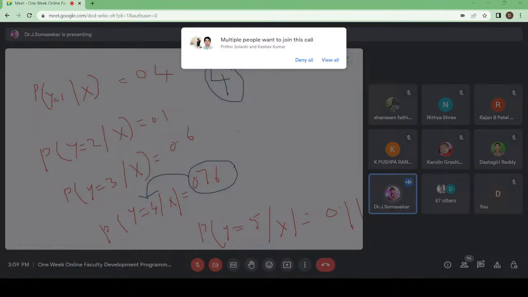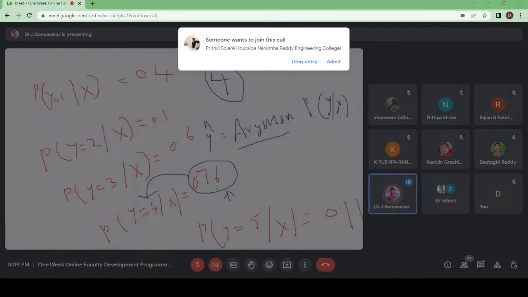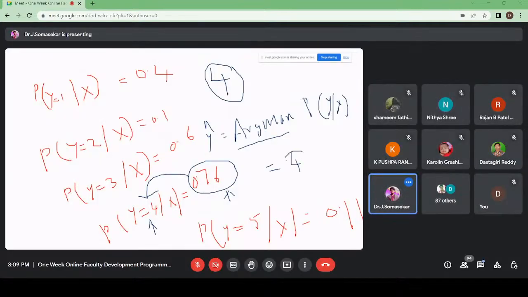That means we can call it a Naive Bayes classifier as argmax of P of y given x. So the output is, let us assume, y cap. Max is nothing but 0.76. Argmax is nothing but the rating corresponding to the maximum value. Rating is 4. Therefore, the rating prediction is nothing but 4. So this is the way we can calculate.